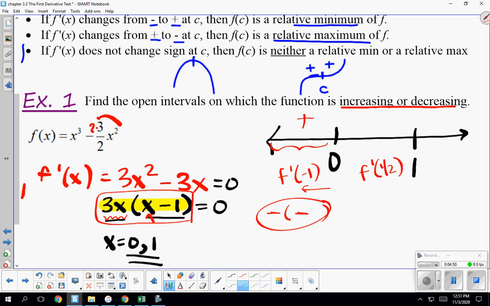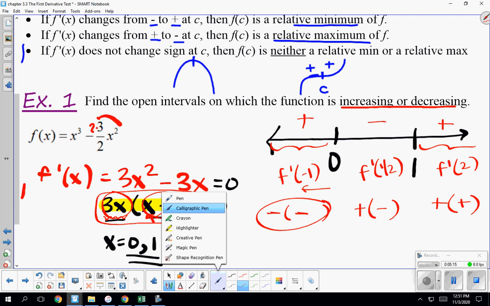And when I plug in 1/2, I'm going to get a positive number. And 1/2 minus 1 would be negative. And a positive times a negative is a negative. Finally, I'm going to choose 2 for my test value in this interval. And when I plug in 2, I'll get a positive times a positive, and 2 positives make a positive.